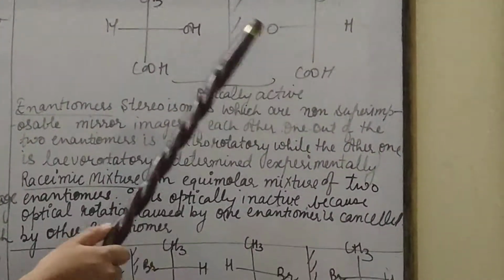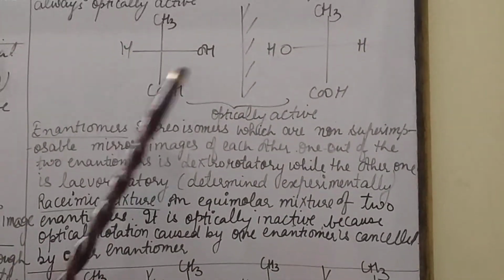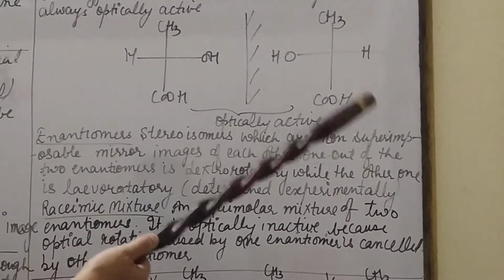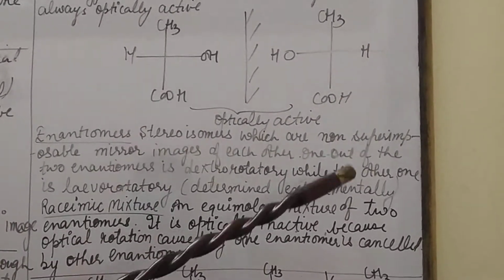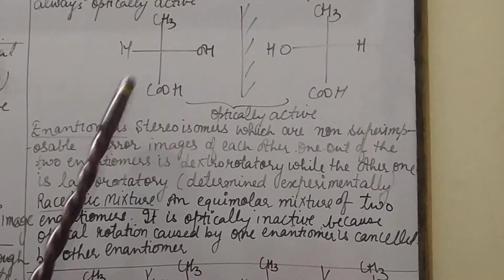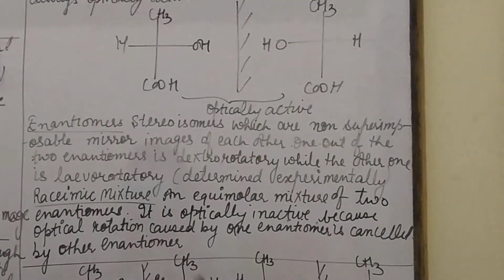So out of these 2, one is dextrorotatory while the other one is levorotatory. Anyone can be dextro and anyone can be levo. That is absolutely determined experimentally. So out of the 2 enantiomers, one is dextro, other is levo.